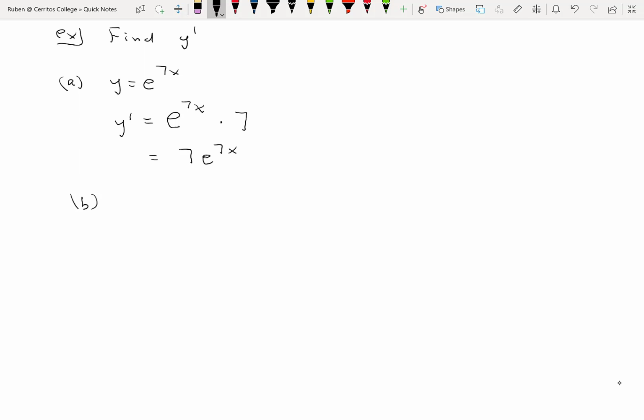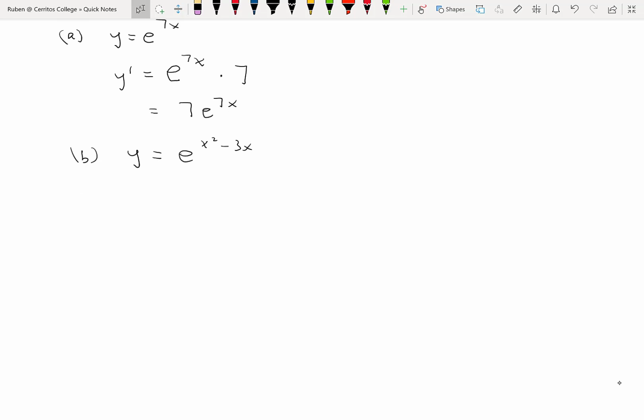Instead of making the exponent a linear function, let's say x squared minus 3x. Now let's make the exponent a quadratic. So the derivative of e to something is that same thing back. That's the amazing thing about the exponential function, or one amazing thing. But then the chain rule says we have to multiply by the derivative of the inside function. So we multiply by 2x minus 3.